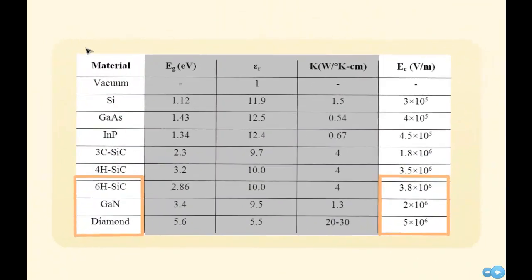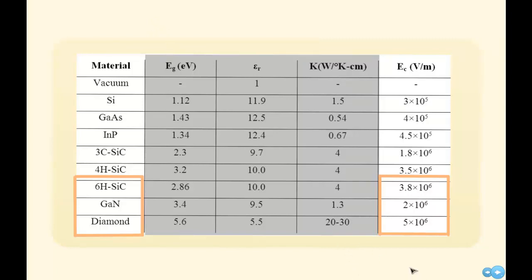Now, we can see on this table various semiconductor materials and their main properties. Wide bandgap semiconductor materials, we'll be talking about what that exactly means in a minute, like silicon carbide, gallium nitride and diamond at the bottom of the table, exhibit a much higher breakdown field than other semiconductor materials, in fact, up to an order of magnitude higher.